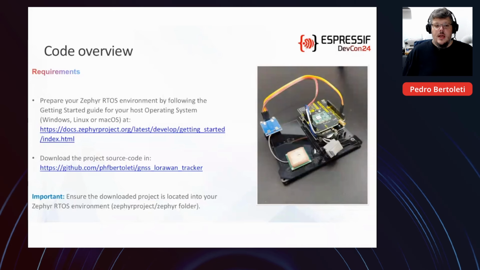you can get a getting started guide to set up the Zephyr RTOS environment on your machine. And also, you can download the source code of the project we are presenting at this URL. So you can get the software, you can change it, you can contribute to it. Feel free to use it. It's up to you what you do with it. Very important, ensure your downloaded project, which means the GNSS LoRaWAN tracker project, is located in your Zephyr RTOS environment folder, which by default is the zephyrproject/zephyr folder.